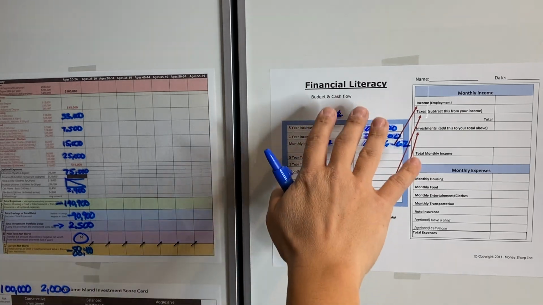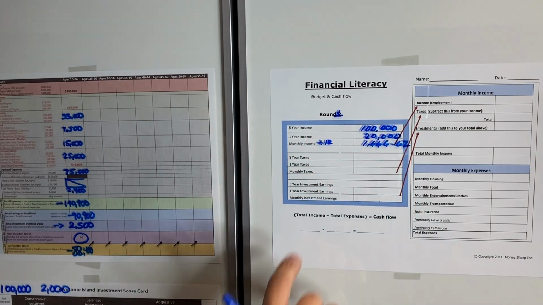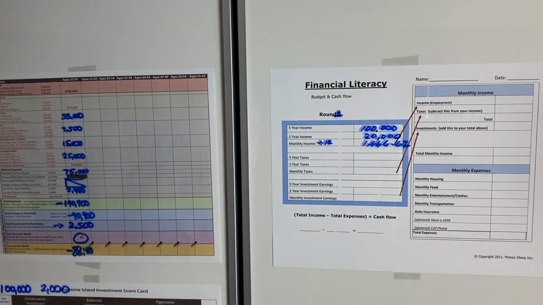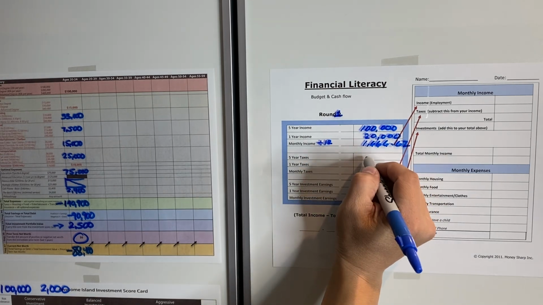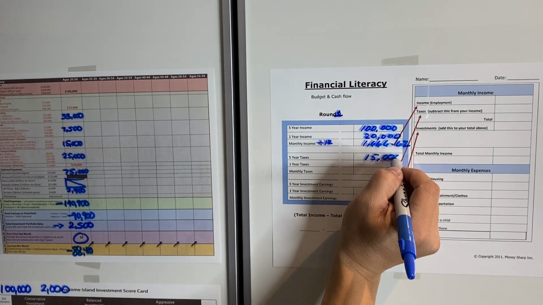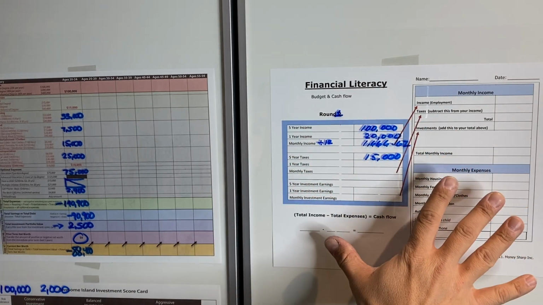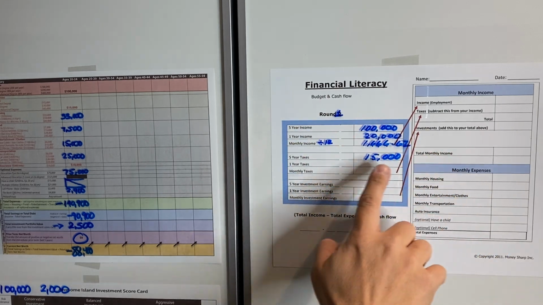Now, we're going to move down and we're going to do our 5-year taxes. So our 5-year taxes, where do we get this number? You guessed it, this worksheet over here. And it shows that our taxes are $15,000. So we'll put $15,000. This is our 5-year number. We paid $15,000 in taxes over 5 years.